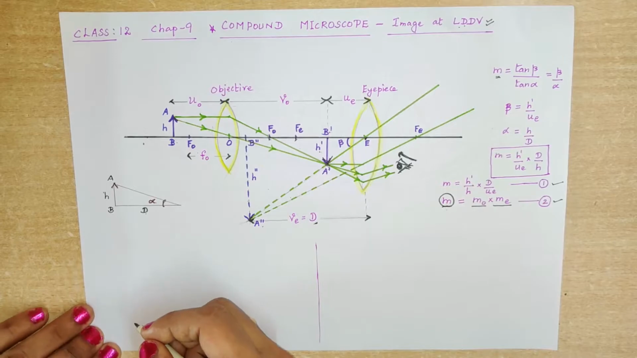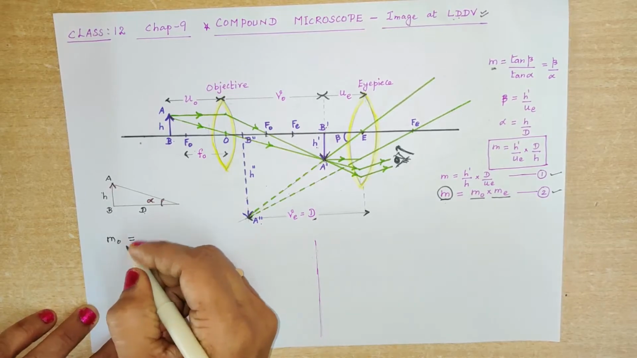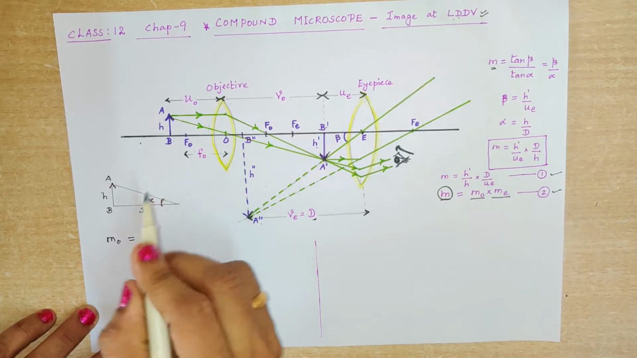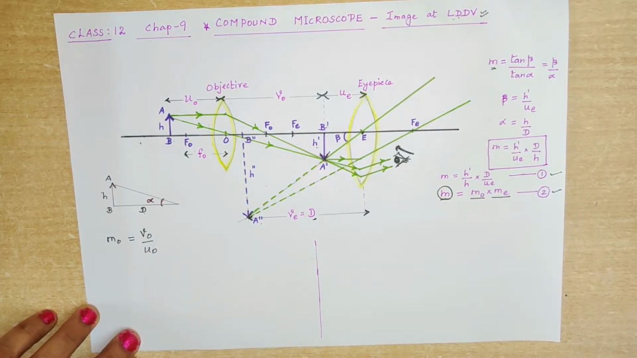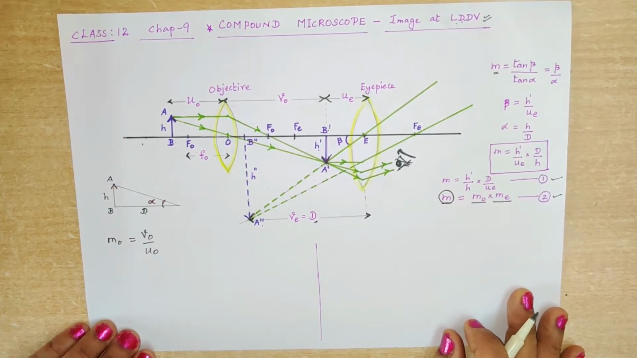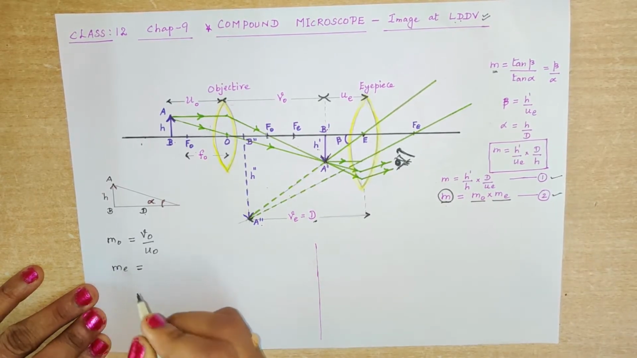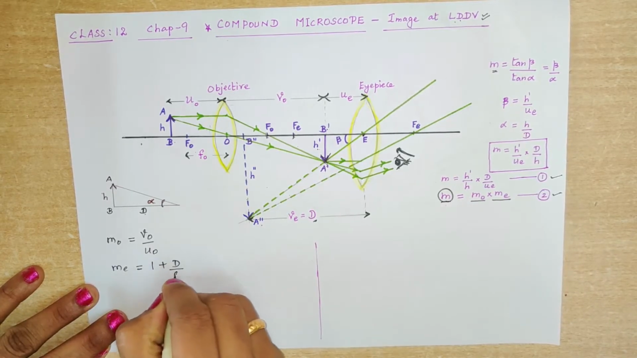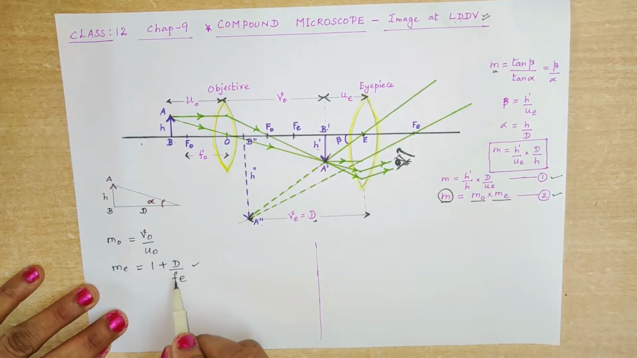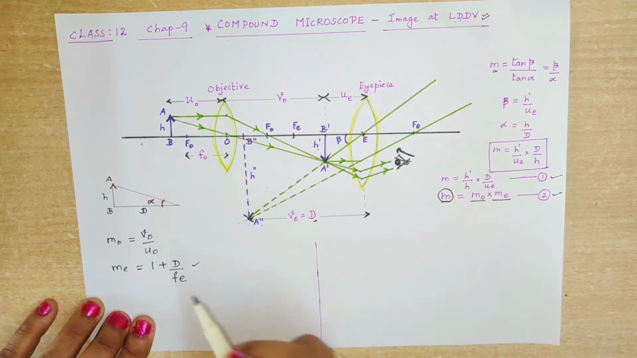So we can substitute the values for MO and ME. MO, the magnification of the objective lens, can be written as a general formula: VO by UO, which is nothing but V by U for the objective lens. In a similar way, for ME, the magnification produced by the eyepiece can be written as 1 plus D upon FE. It is the formula which we discussed in the previous video for the simple microscope when the image is formed at the LDDV position.